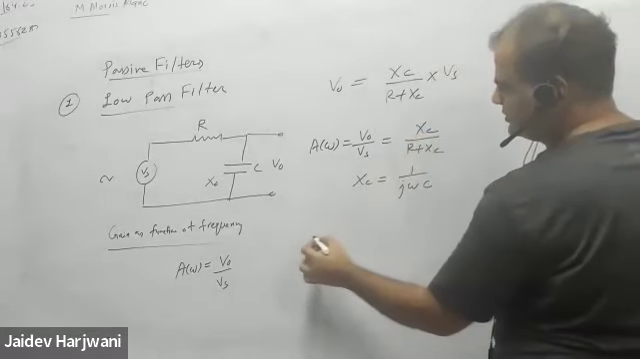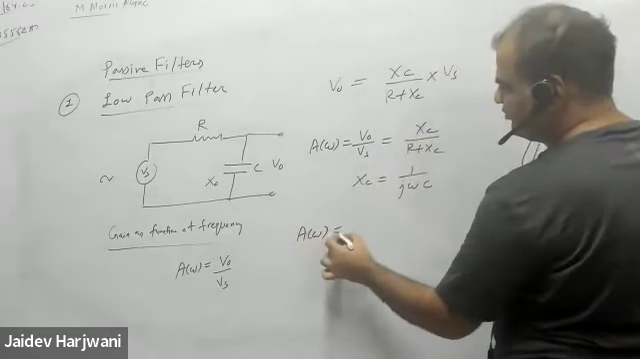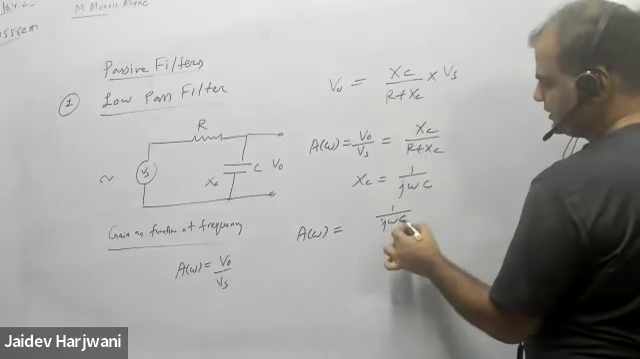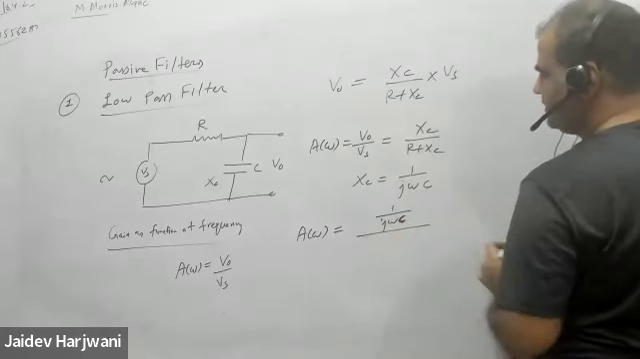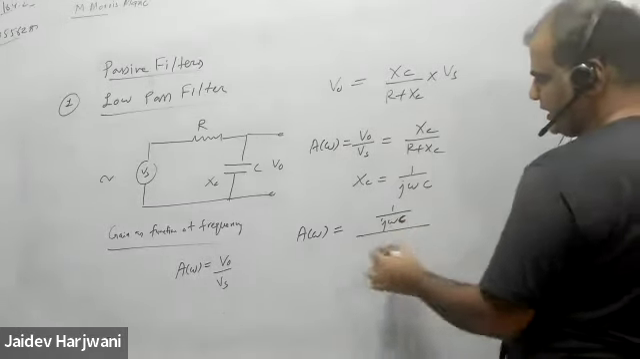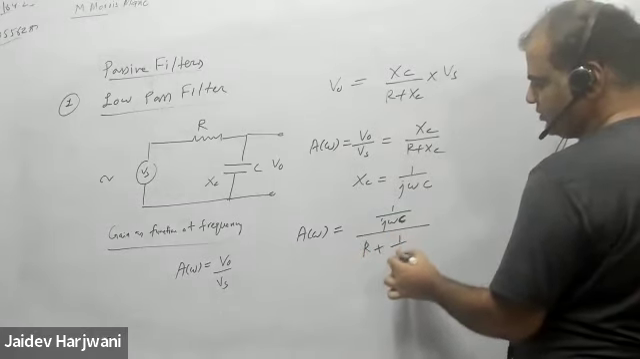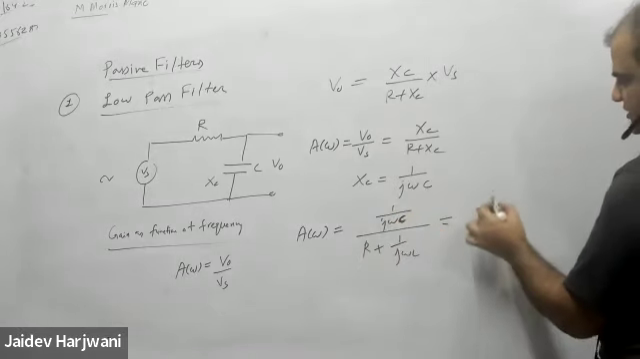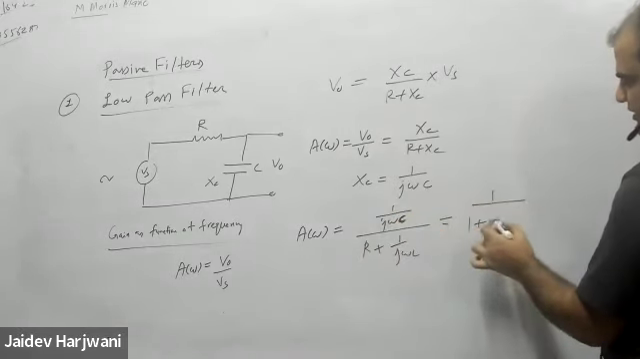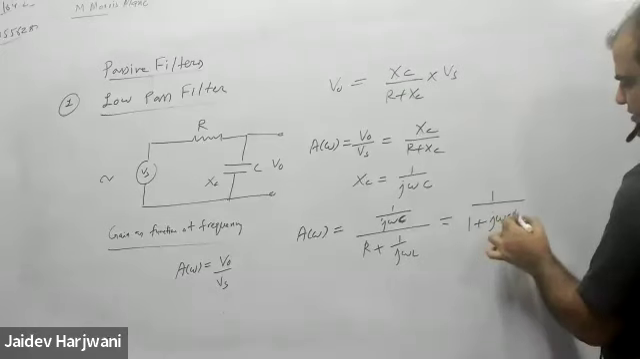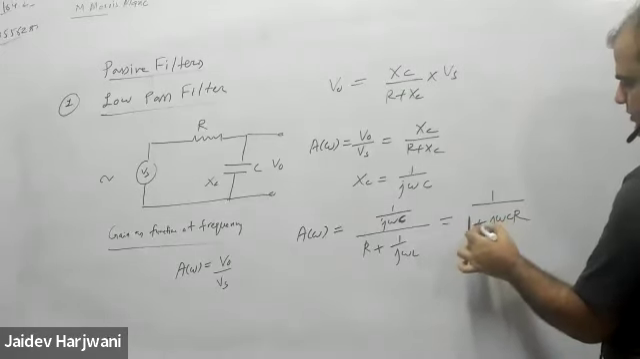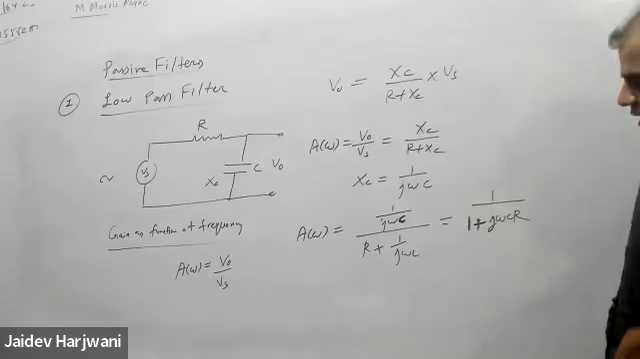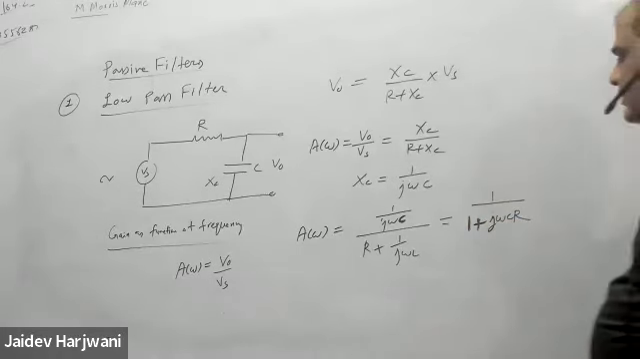Now you can put in the values. So the gain as a function of frequency will become 1 by j omega c over R plus 1 upon j omega c. If you solve this, j omega c cancels, and this gives me 1 over 1 plus j omega c R. This is my gain as a function of frequency.